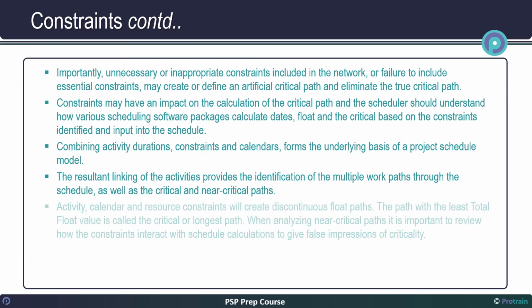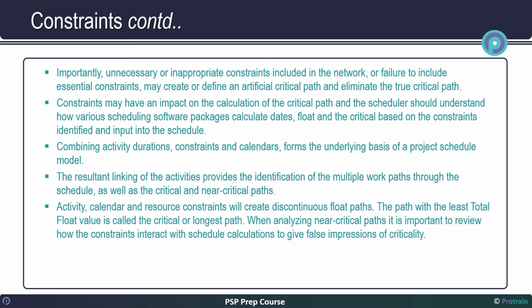Activity, calendar, and resource constraints will create discontinuous float paths. The path with the least total float value is called the critical or longest path. When analyzing near-critical paths, it is important to review how the constraints interact with schedule calculations to give false impressions of criticality.